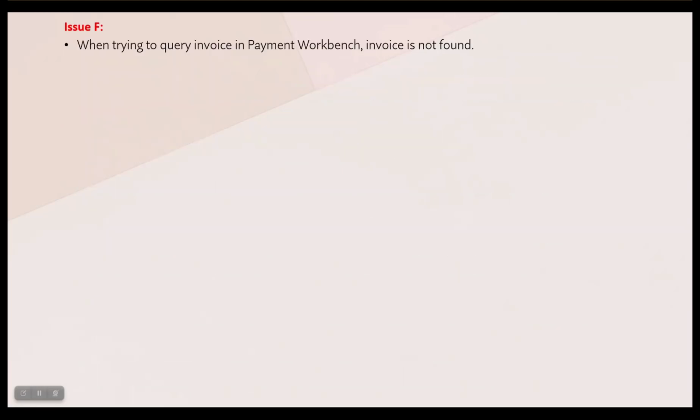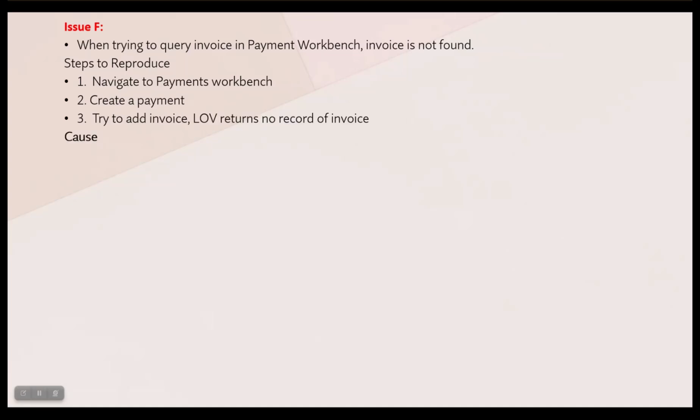What next? When trying to query an invoice in payment workbench, the invoice is not found. There are a lot of reasons. Steps to reproduce: navigate to payment workbench, create a payment, try to add an invoice, the list of values of invoices returns no record of invoice. There are a lot of issues. First thing, you have to check, for example, the payment method. The payment method at payment must equal the payment method at invoice. You have to check the invoice status is approved, accounting is created, and it is validated.